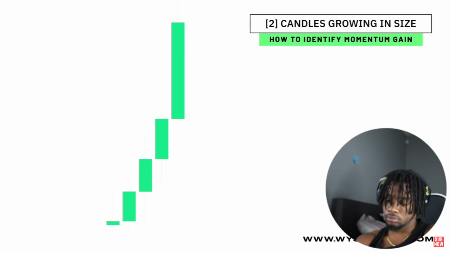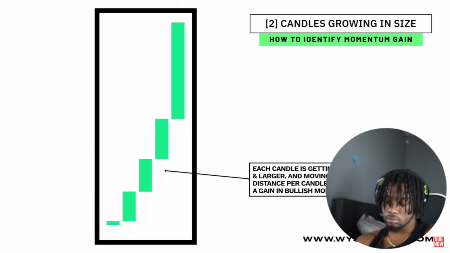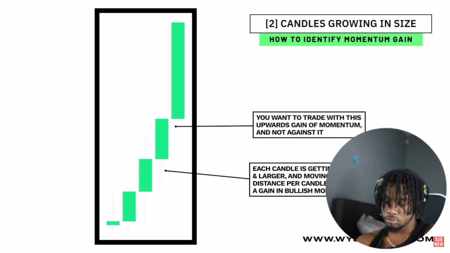So the second way to identify momentum gain is candles growing in size. In an uptrend, notice how each candle is getting larger and larger and moving a greater distance per candle, which shows a gain in bullish momentum. You want to trade with this gain of momentum and not against it.